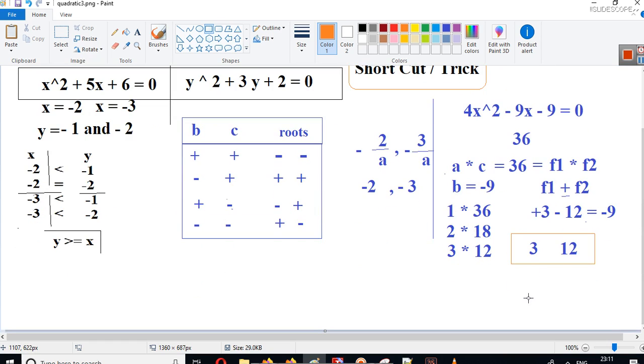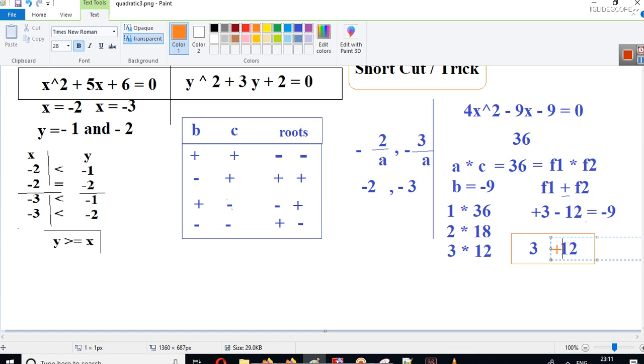Now the next thing is, because 3 is written here and 12 is written here, you have to provide a positive and negative sign, but the positive sign will be provided to the bigger digit or bigger number, we can say.